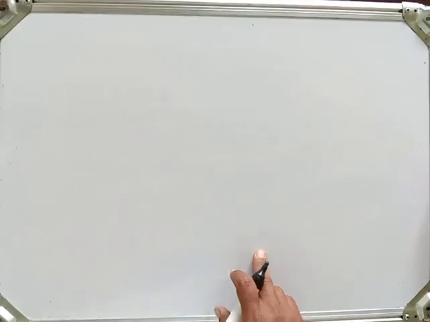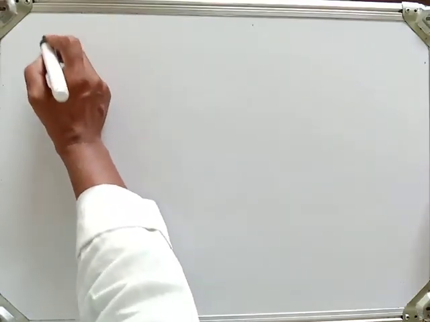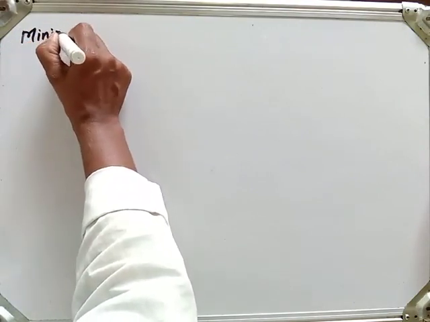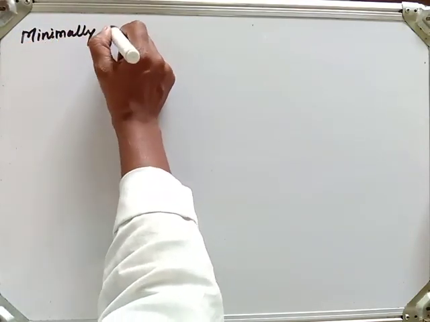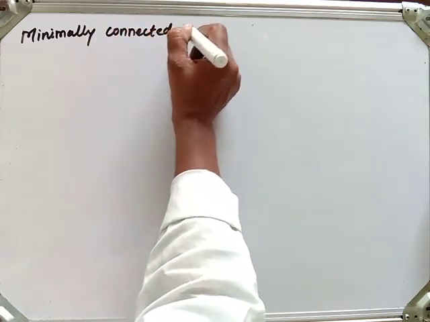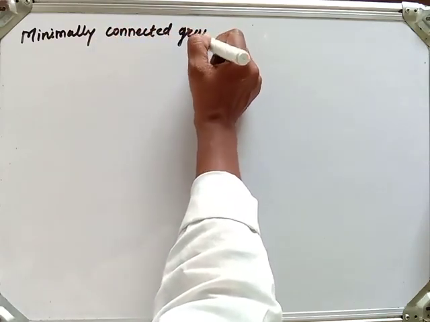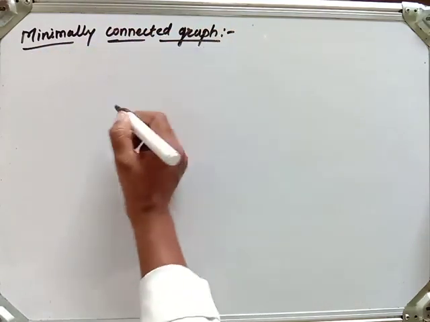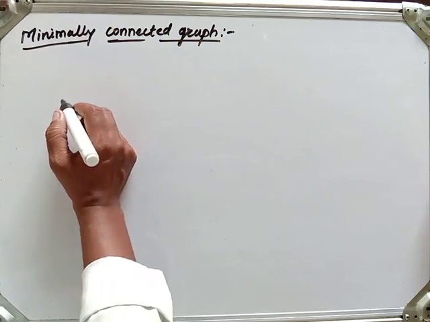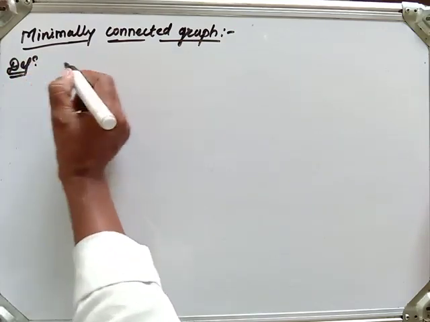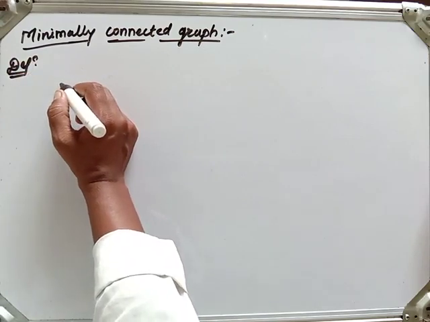Hello students, now let's take the next definition of minimally connected graph. In the previous video we have seen the definition of tree and a few properties of it, right? So let's see first of all the definition of a minimally connected graph. Later on let's see a few properties again.